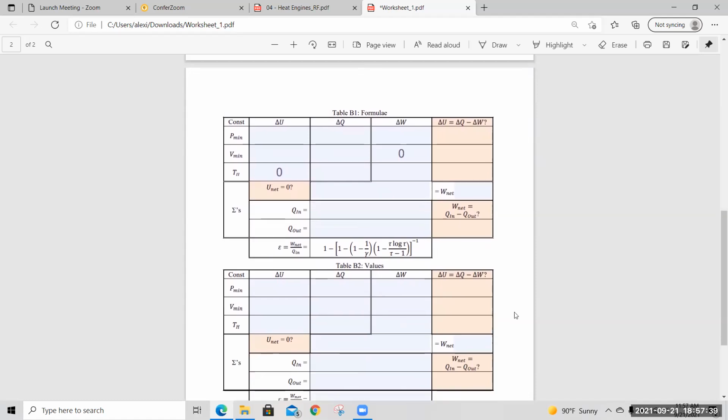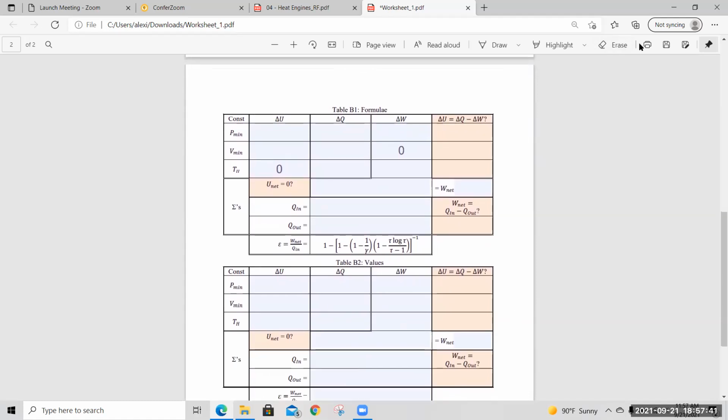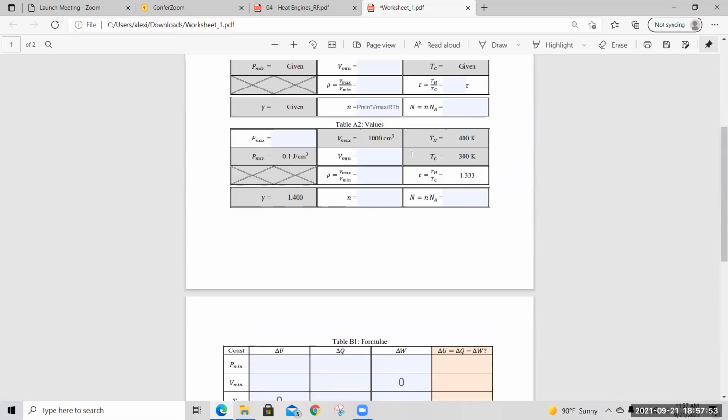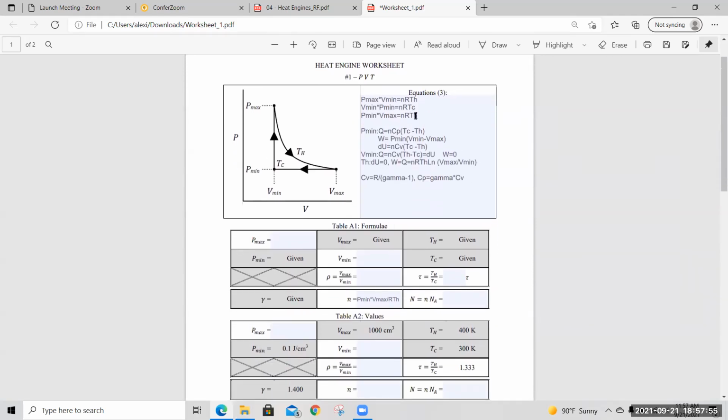And let's look at these processes where the pressure is not changing, the volume is not changing, and the TH is not changing in the first 3 rows of table B1. And let's go back above to the section for the formulas. In the section for formulas, Pmin, we need delta U. Delta U is N Cv times TC minus TH. That's the first cell. Well, I don't know what N is, but I just found it from this equation. Remember from table A1? So we know what N is.